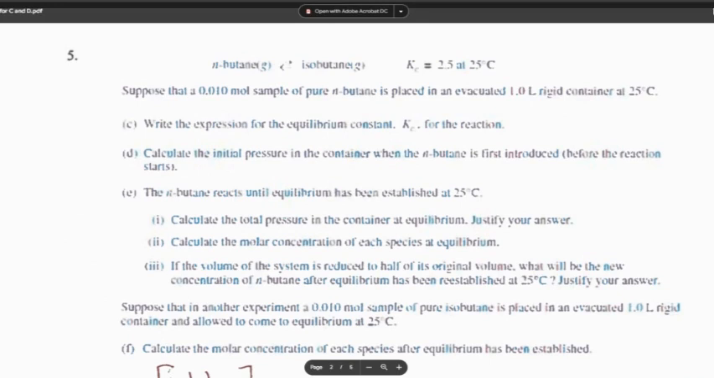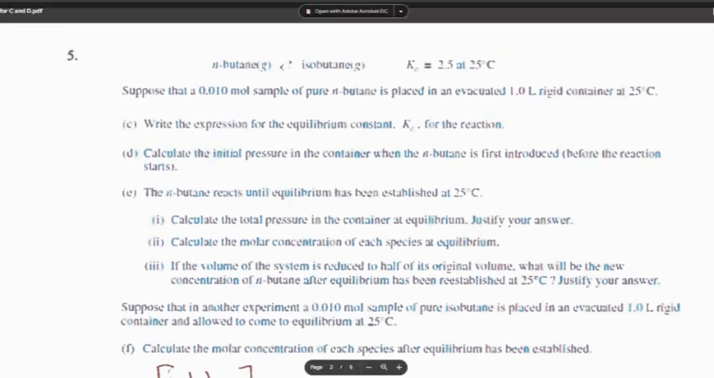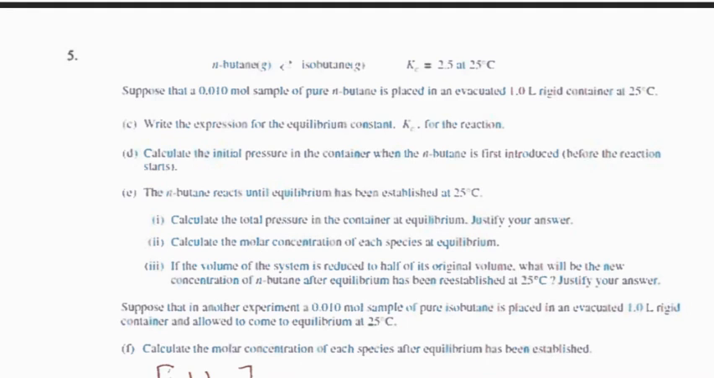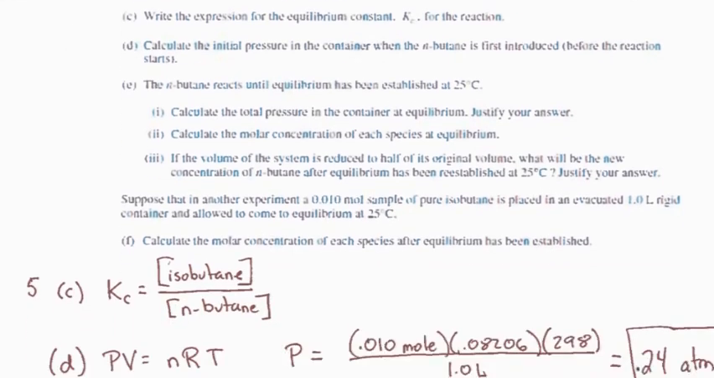Calculate the initial pressure in the container when the n-butane is first introduced before the reaction starts. So we have moles, we have volume, we have temperature. We're supposed to solve for pressure. That's just a PV equals nRT question.